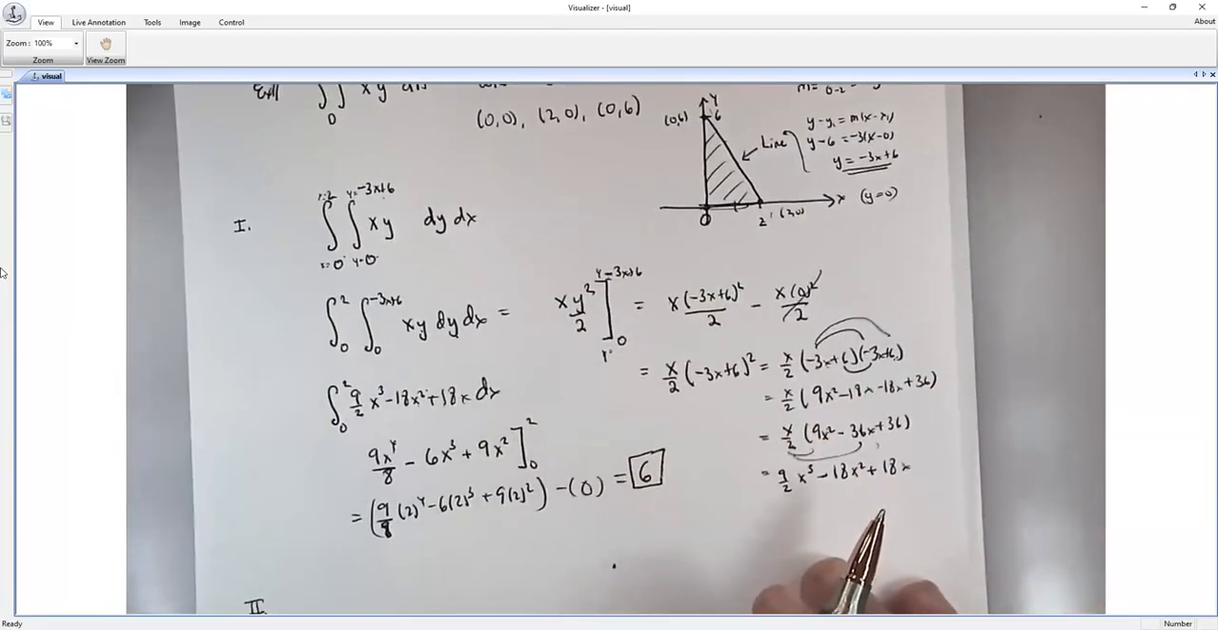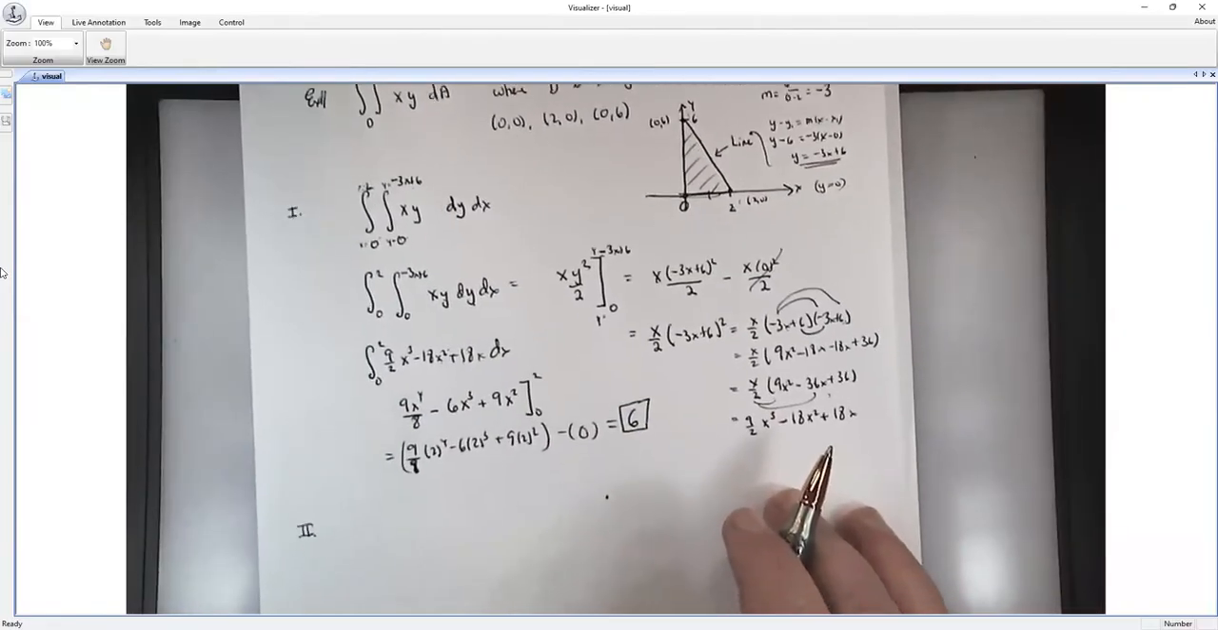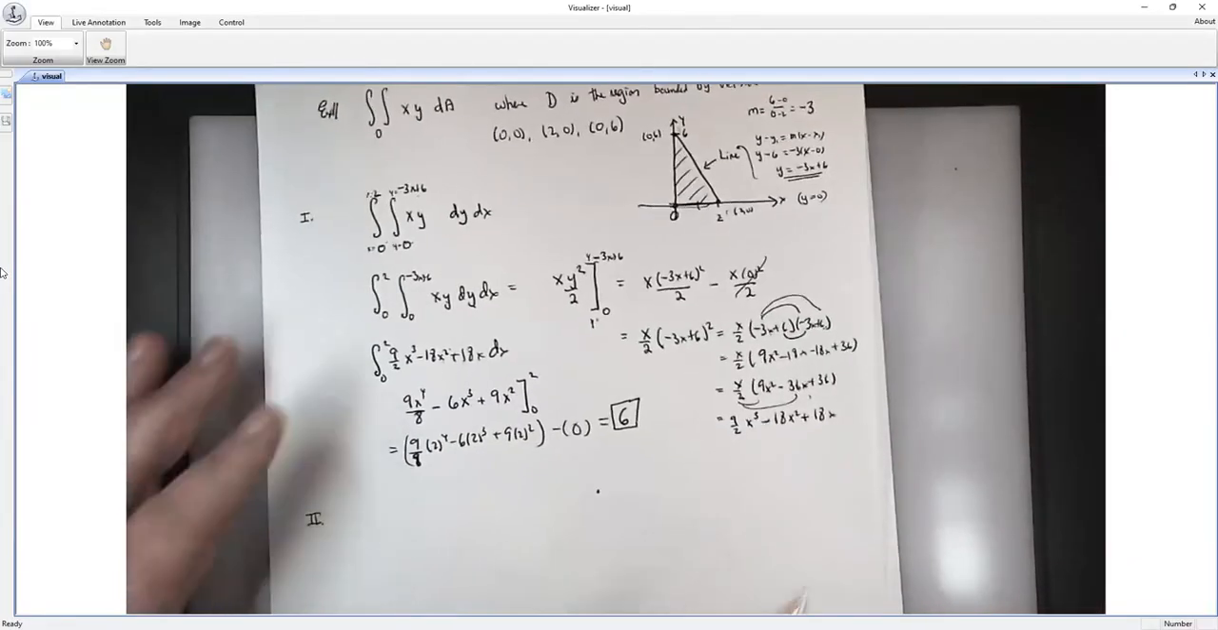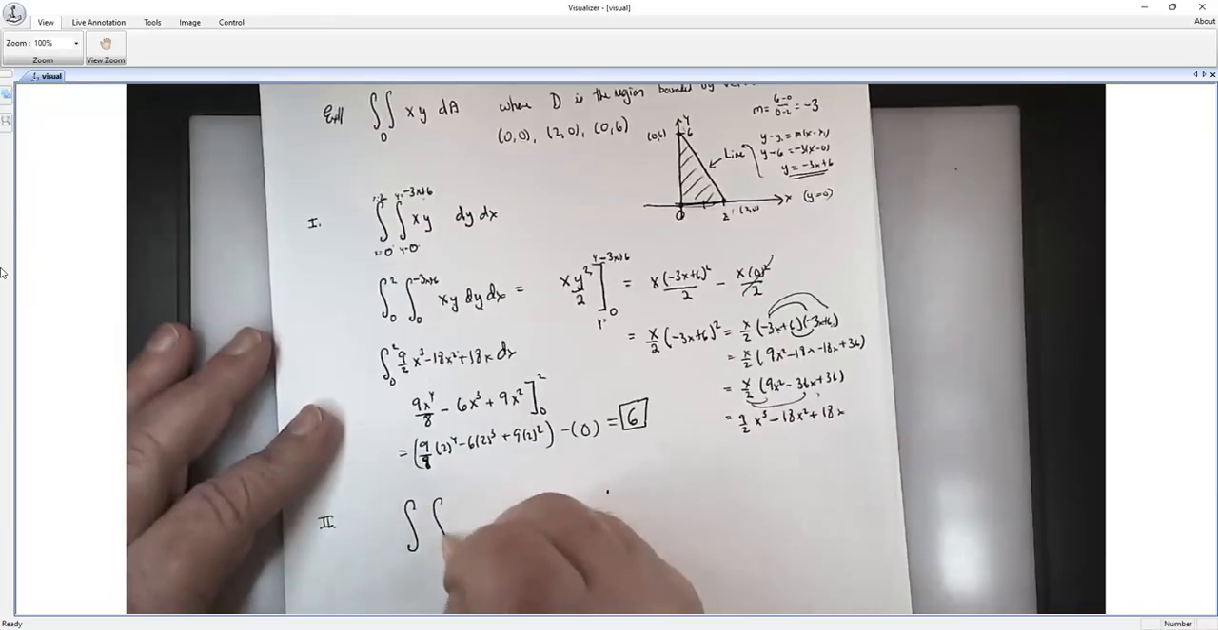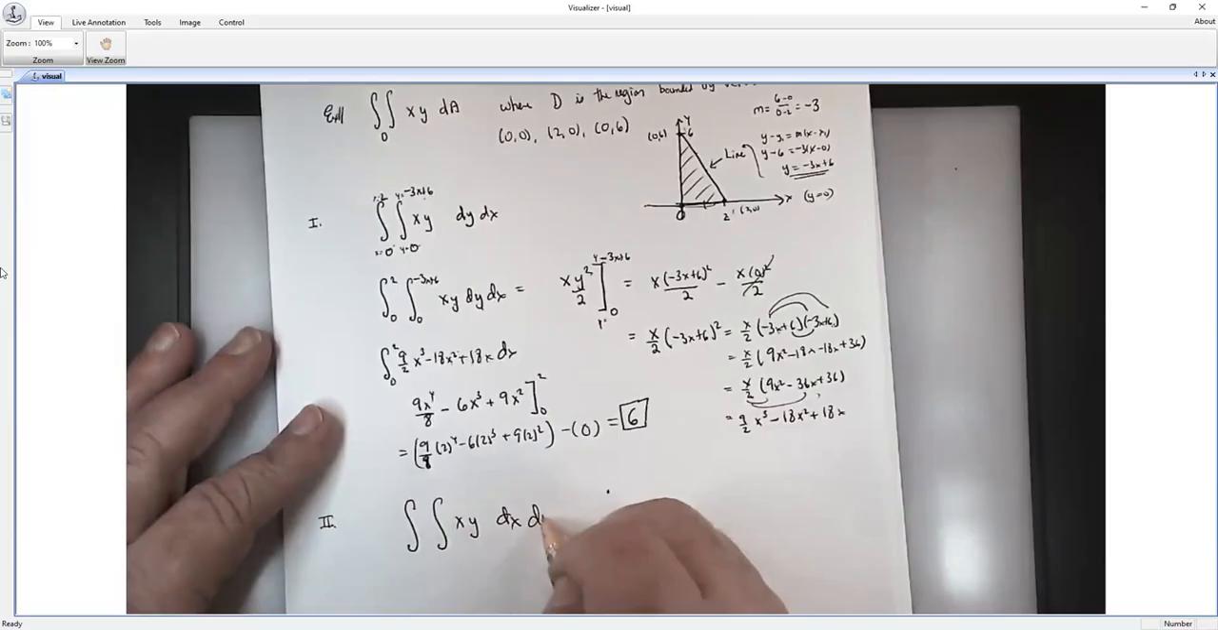But wait, we're not done. I only got 30 seconds left. Let's do this. What if I switch the bounds and did this? The double integral of x y, then I do dx dy.